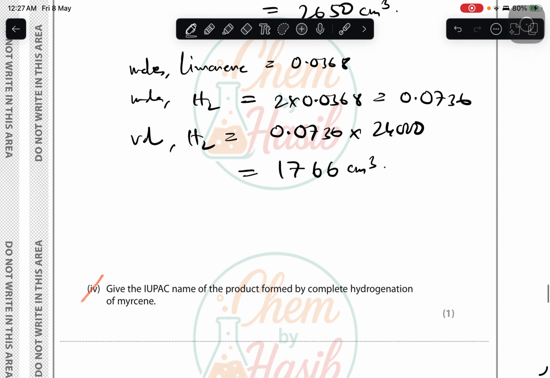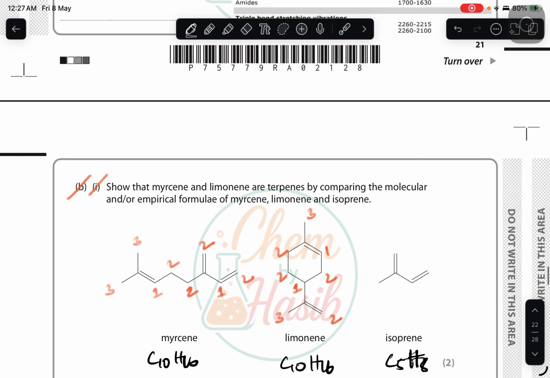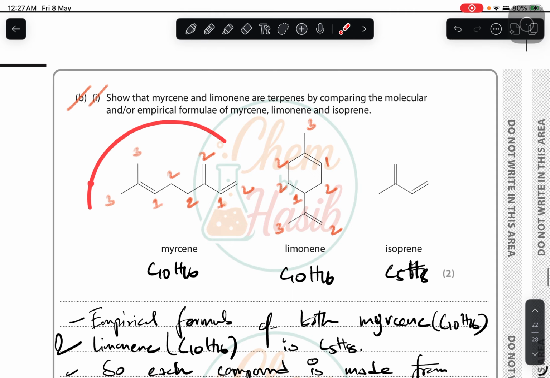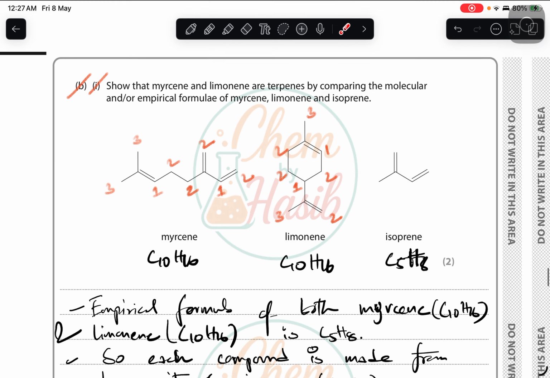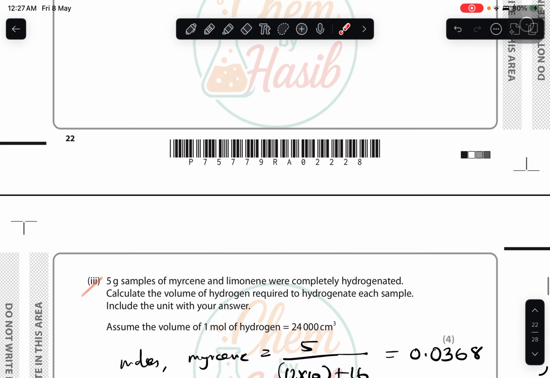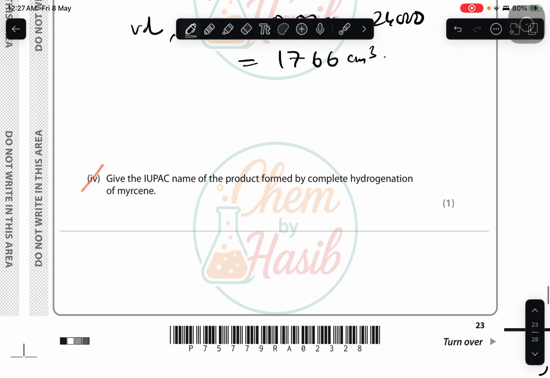Then it says give the IUPAC name formed by the complete hydrogenation of myrcene. If you carry out complete hydrogenation of myrcene, there won't be any double bonds here. These double bonds won't be there, right? So there won't be any double bonds. So the structure would look like this actually. Let me show you the structure. The structure would look like this.